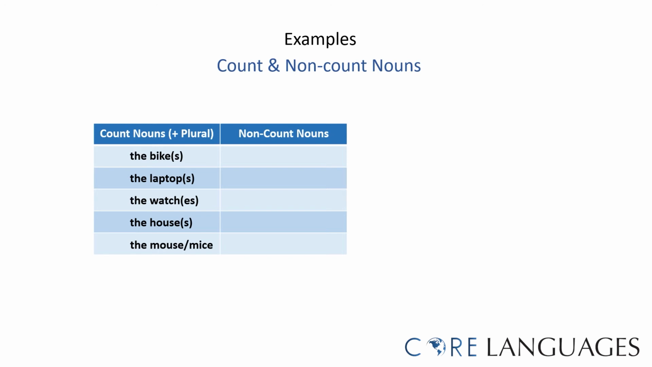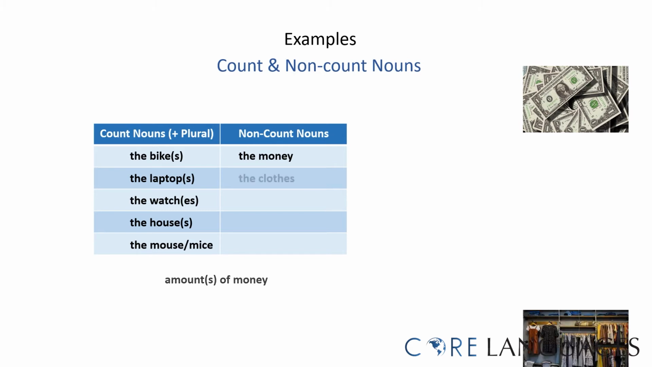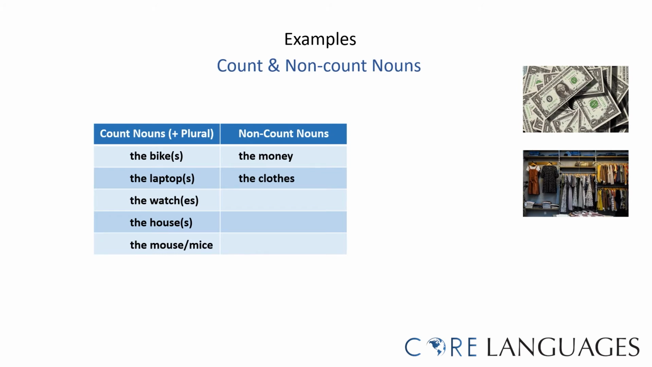Here are examples of uncountable nouns. For example, the money. I could say amounts of money, but I cannot say 2 monies or 3 monies. The clothes. I could say the piles of clothes or the article of clothing, but I cannot say 2 clothes or 3 clothes.